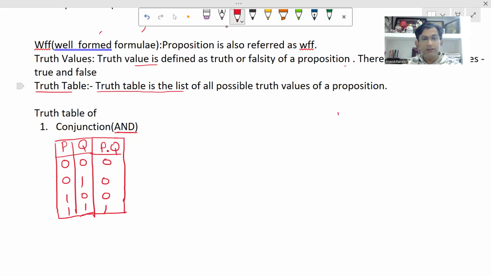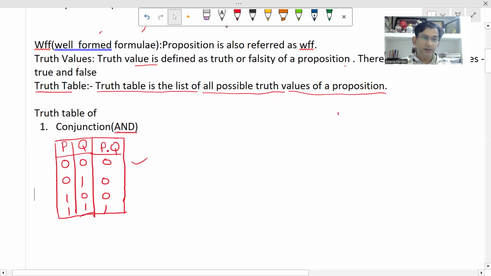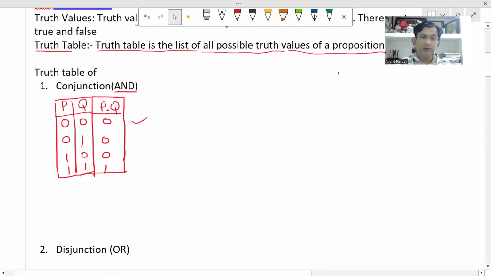So I'm coming back to the definition of truth table. A truth table is the list of all possible truth values of a proposition. You can see this truth table has all possible values of P, all possible values of Q, all possible values of P and Q. Okay, are you getting this point? So what is the truth table? Truth table is the list of all possible truth values of a proposition. I hope the definition of truth table is clear to everyone. If any doubt, you can ask through the comment section.